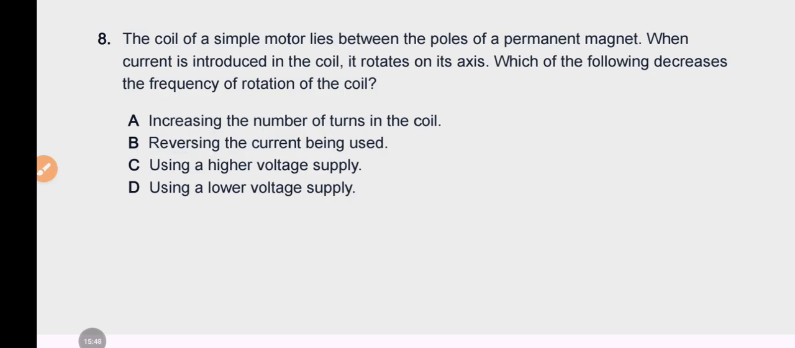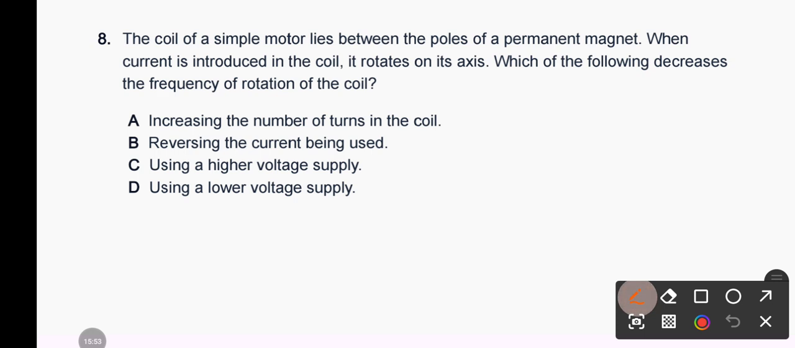Option A says increasing the number of turns in the coil. If we increase the number of turns in the coil, then we increase the length of the conductor. And if we increase the length of the conductor, the conductor will cut across the magnetic field more frequently, and thus it will increase the frequency of rotation and not decrease it. Therefore, option A is incorrect because it results in an increase in the frequency of rotation. We want a factor that decreases the frequency of rotation.